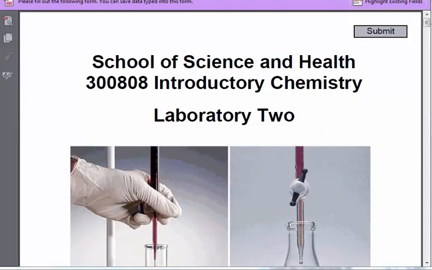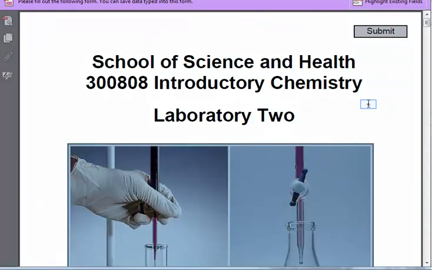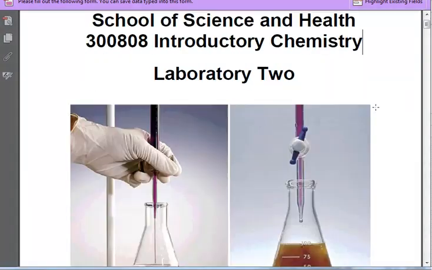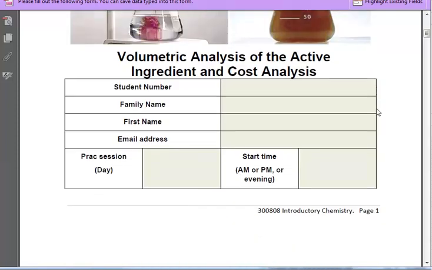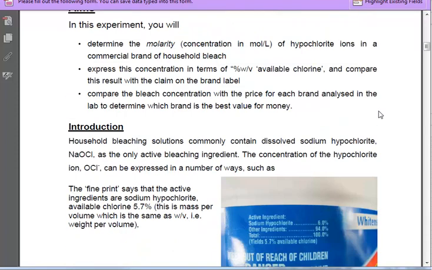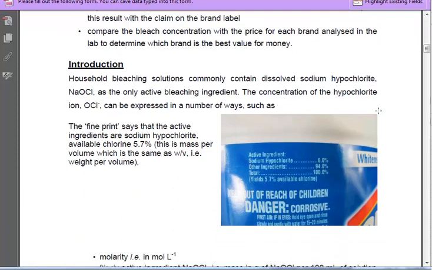Okay, I just want to go through the calculation for Laboratory 2 so that you know how to complete the submission. So, I'll have a look down through this. The experiment itself involves working out which of 3 brands of bleach is the best value for money in terms of its active ingredient. The active ingredient is sodium hypochlorite.